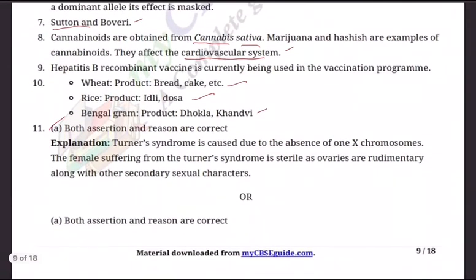The answer is A. Both assertion and reason are correct. Explanation: Turner's syndrome is caused due to the absence of an X chromosome. The female suffering from Turner's syndrome is sterile, as the ovaries are rudimentary, along with other secondary sexual characters. And there is a choice for this.